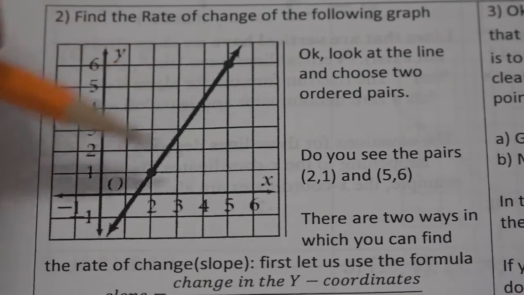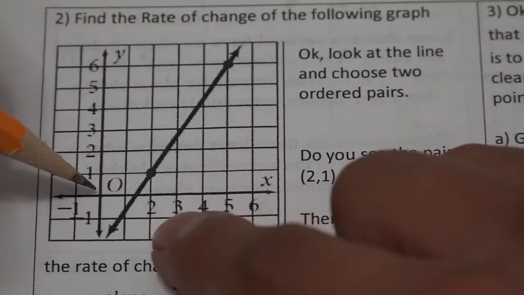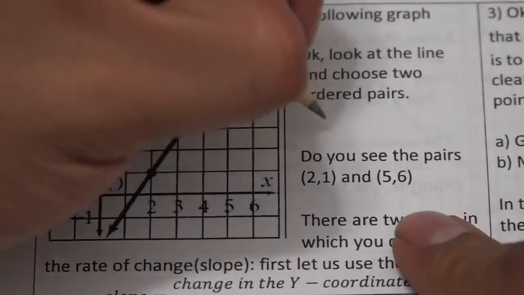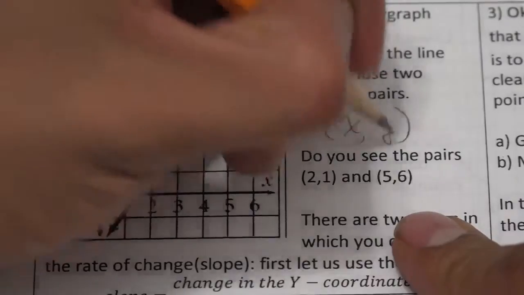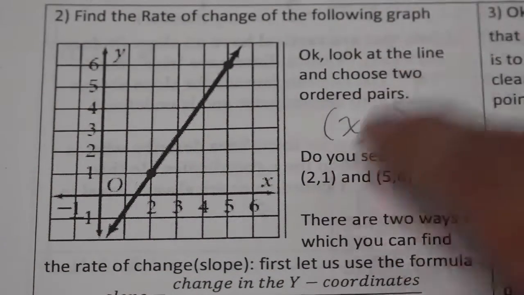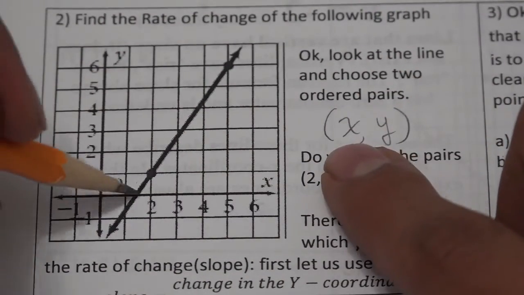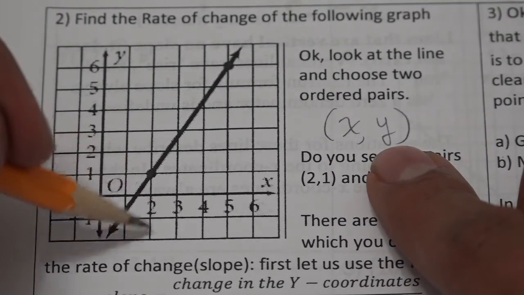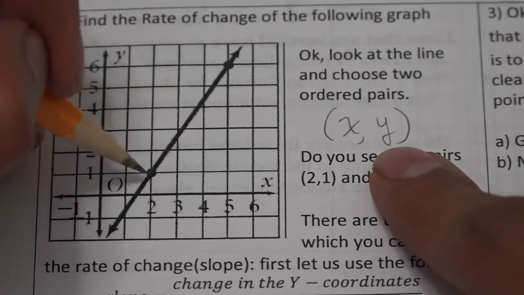Those of you who don't know how to graph, this is how you graph. If you are to graph the point 2, 1, an ordered pair is always represented by x, y. So if they say 2, 1, that means 2 on the run, positive, and then 1 up if it's positive. If it's negative, you go 1 down, right? So this is the point.